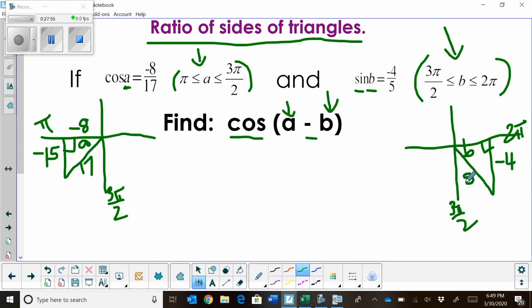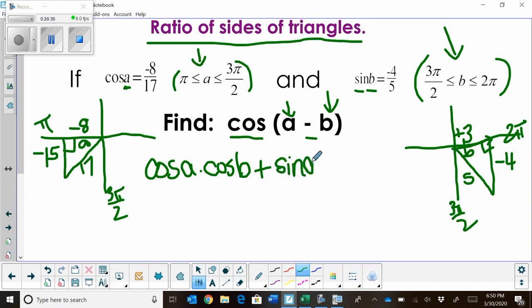Now, the sine is opposite -4, hypotenuse 5. Hopefully you recognize this triple, and we know that this direction is 3. Is that a +3 or a -3 in quadrant 4? Well, we know that's a +3 because it's the positive x direction. So now that we've got the triangles drawn, the next thing we're going to do is expand this out. For cosine, we need cosine A, cosine B, opposite sign, so plus sine A times sine B.